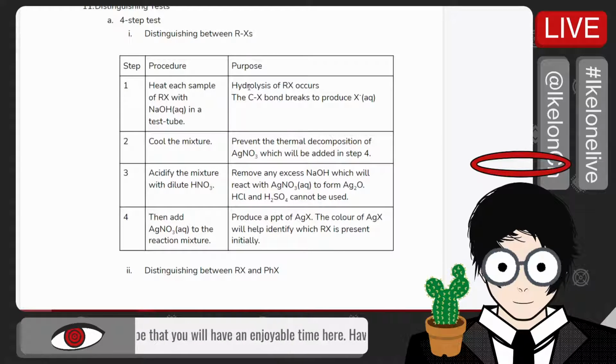If the X is chlorine, a chloride ion, then it will be a white precipitate. If it's a bromide ion, it will be a pale cream precipitate. And if it's an iodide ion, it will be a yellow precipitate. So depending on the color of the precipitate, we can figure out the X.